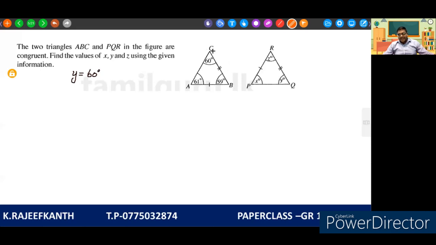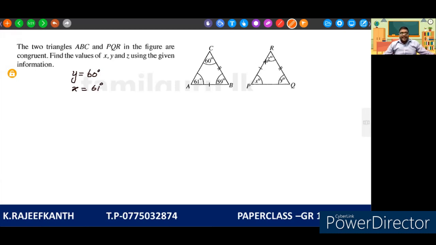Then second one, here BC equals QR. They are marked by 2 lines, right? BC equals QR, so opposite angles will be equal. The opposite angle of BC is 61 degrees. The opposite angle of QR is X degrees. So X is equal to 61 degrees.